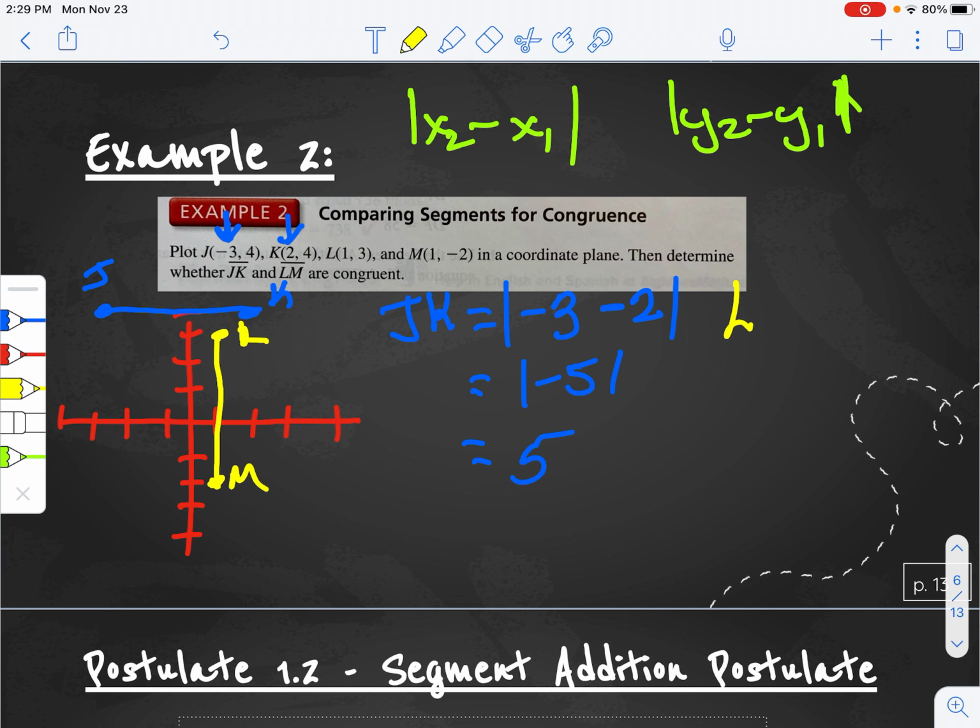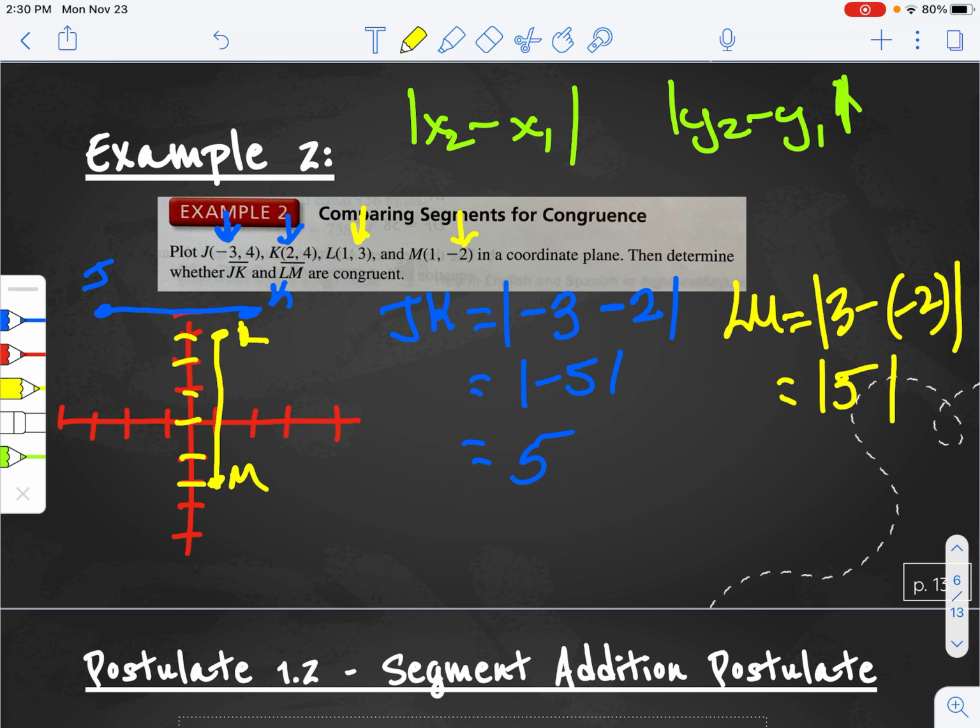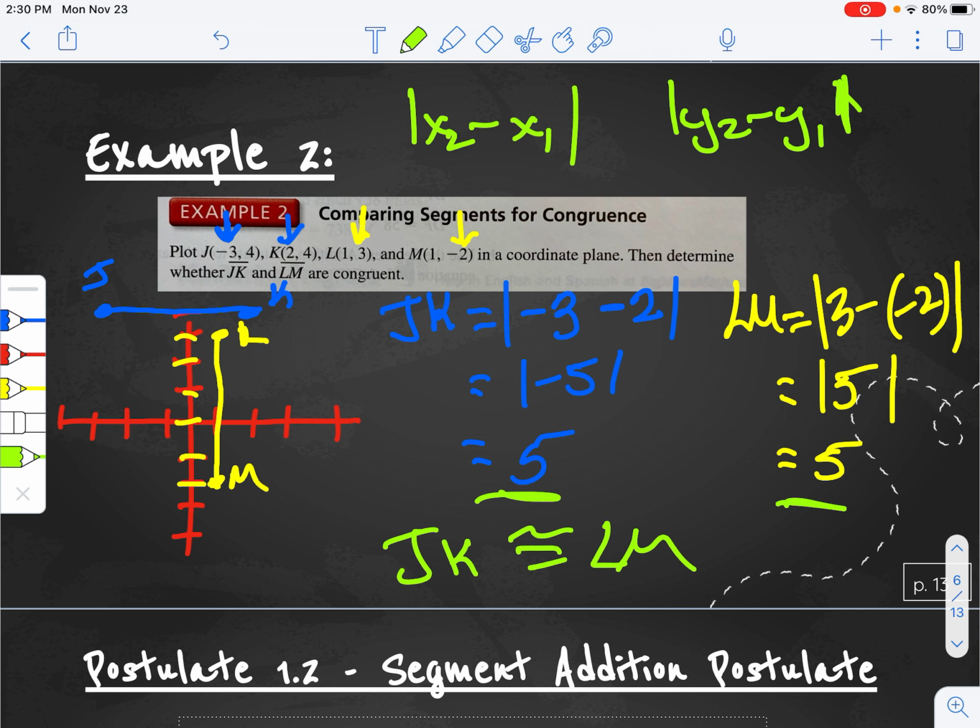Now let's look at the distance between L and M. Remember, when we're talking about distance, just the capital L, capital M. Now, in this case, we have a vertical line. So we're going to be looking at the y values, right? Because this distance is shown by the tick marks on the y axis. So we have 3 minus -2, which would give us +5, and would equal 5.